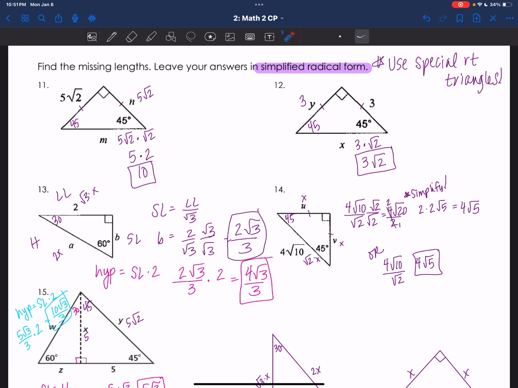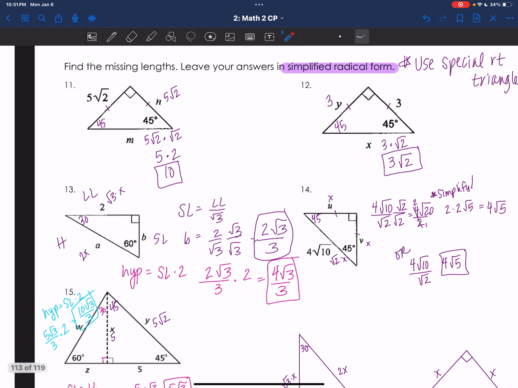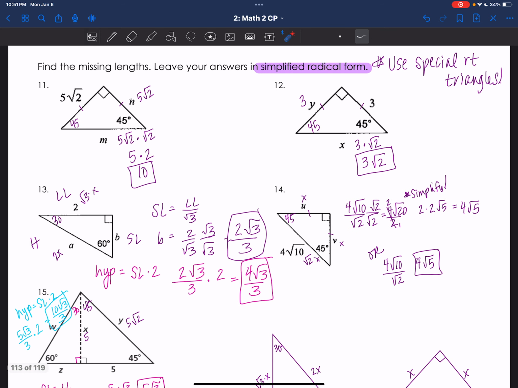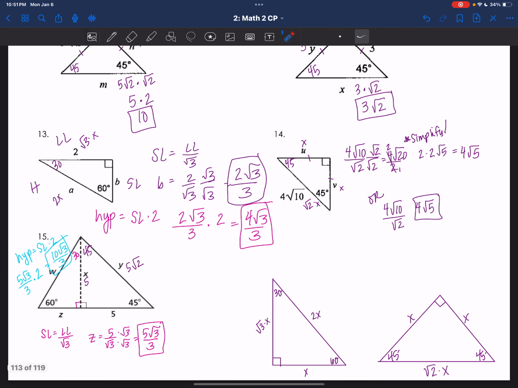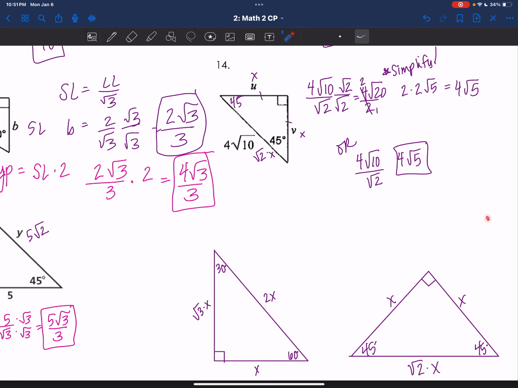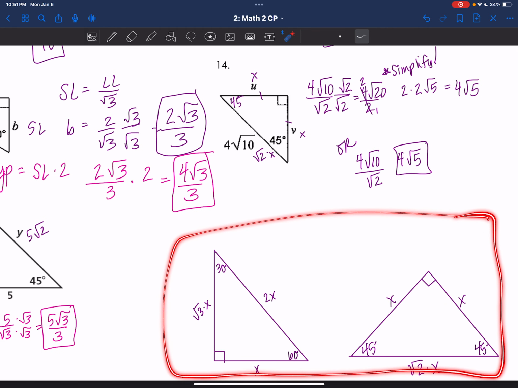Now, it's very important when it says leave your answers in simplest radical form. You have to use the special triangles. You can't use your calculator because you're going to get decimals. Or if you do get decimals, you have to convert it back to a radical anyway, so it's not very helpful. So I wrote down here your little rules. So make sure you got that on there.